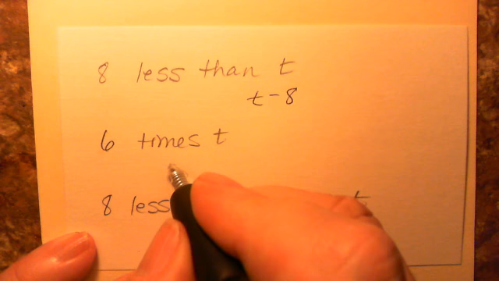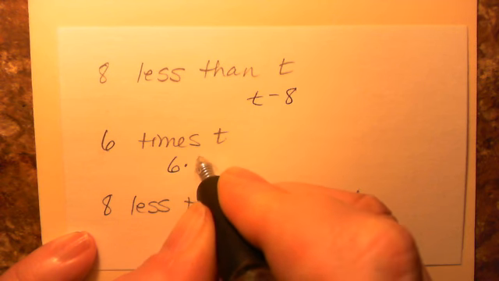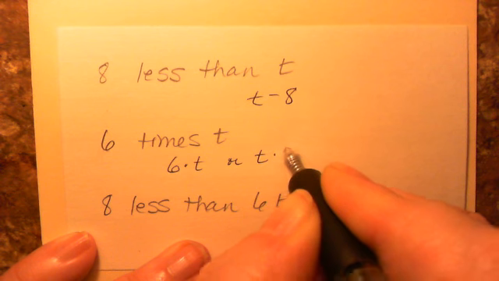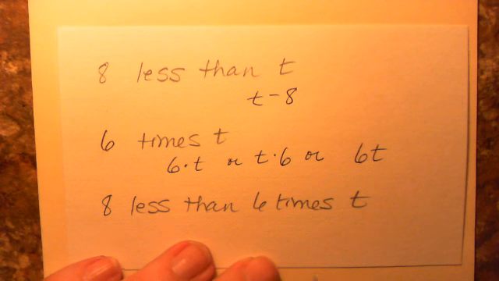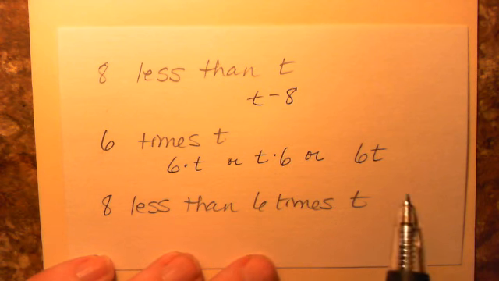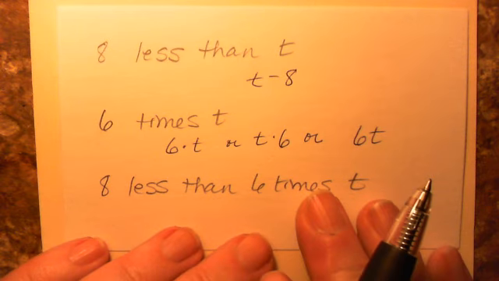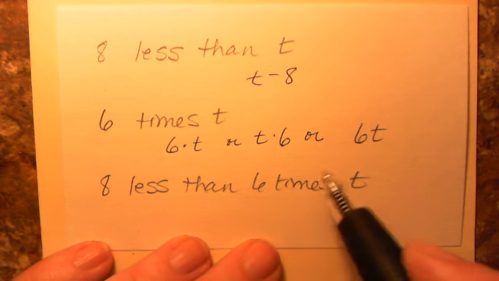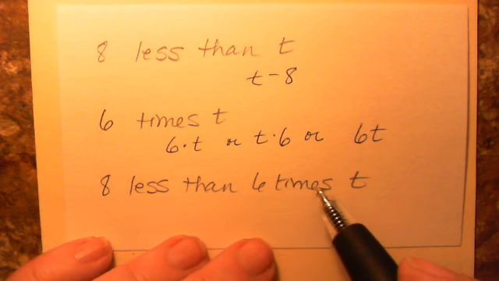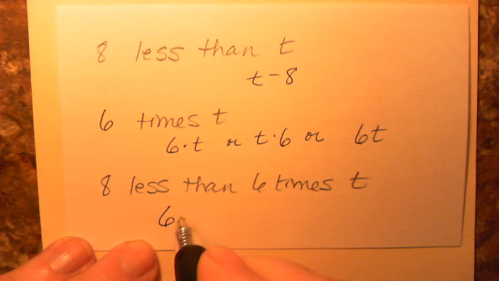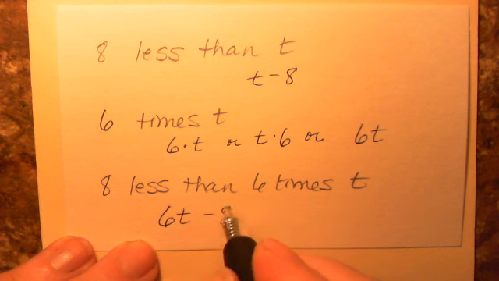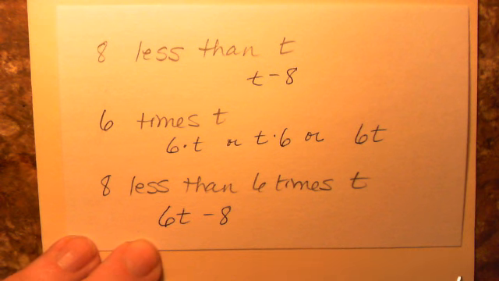6 times t. Remember, this is multiply, so any order is okay. 6 times t, or t times 6. Remember, the most efficient way to write that is 6t. Now, 8 less than 6 times t, it's a combination of these two again. So we have subtraction, less than, and times, multiply. We need to multiply first. 6 times t, 6t. 8 less than that would be 6t minus 8. Now remember, because it's subtraction, that's the only correct order.